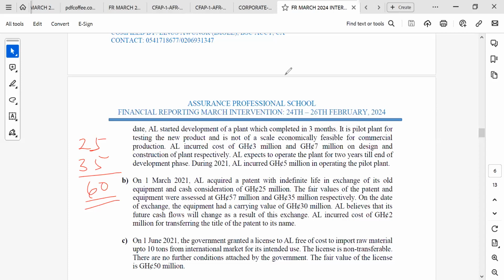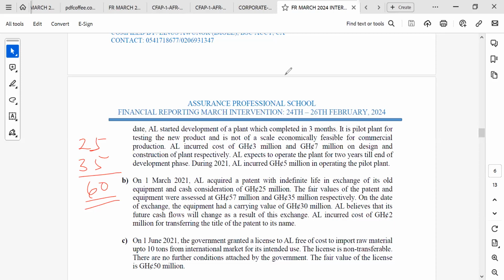Okay. That will give us 60 million, not 57 million. The patent will be recognized at what? At 60 million, not 57 million. Because whatever we are giving out, we are giving it for the fair value of the patent. The transaction is of commercial substance. So whatever I'm giving out to you is equivalent to what I'm receiving. I can't give more than what I'm receiving. I can only give up to what I'm receiving. That is the commercial substance.